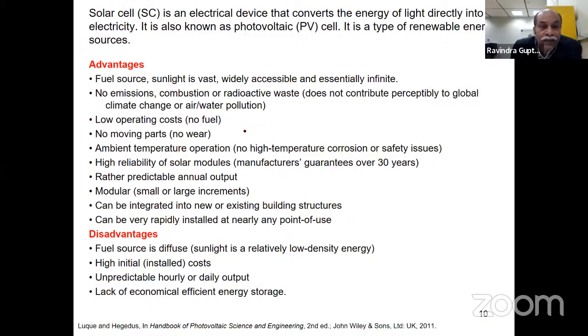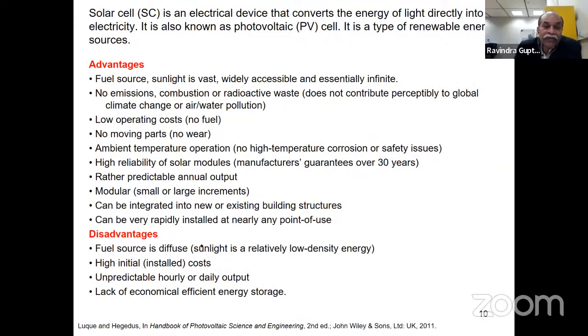It has no moving parts. We can operate it in ambient conditions, maybe 20, 30, or 40 degrees Celsius, no problem. High reliability of solar modules: manufacturers guarantee over 30 years for silicon-based and gallium arsenide based solar cells. Rather predictable annual output. Modules can be small as well as large, any size, no problem. They can be integrated into new or existing building structures. Like that, it has so many advantages.